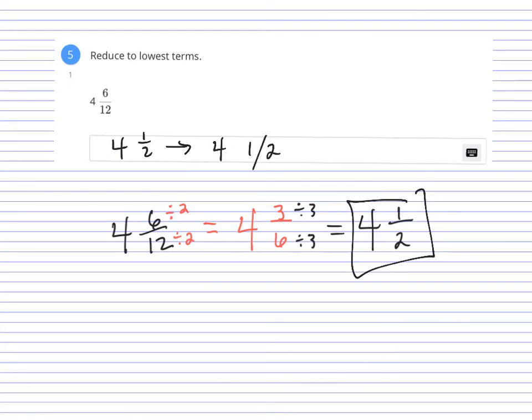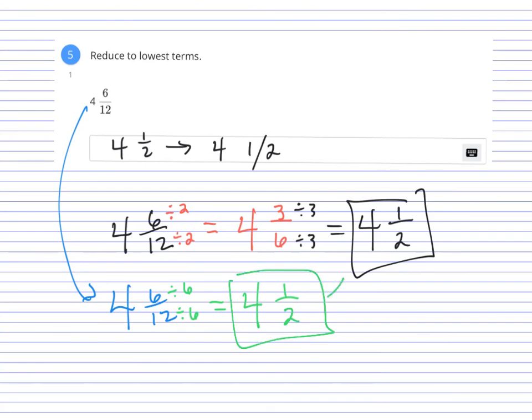Now on this one, there is one other way you could have done it. So 4 and 6/12, this is the original. If you're looking at this, you may have noticed that you can reduce both of these. Instead of dividing by 2, you can actually divide them both by 6. So that big 4 would stay the same, but then 6 divided by 6 will give us 1, and 12 divided by 6 on the bottom will give us 2. So here you can see we got the same thing, it's just we took a different method of getting there.